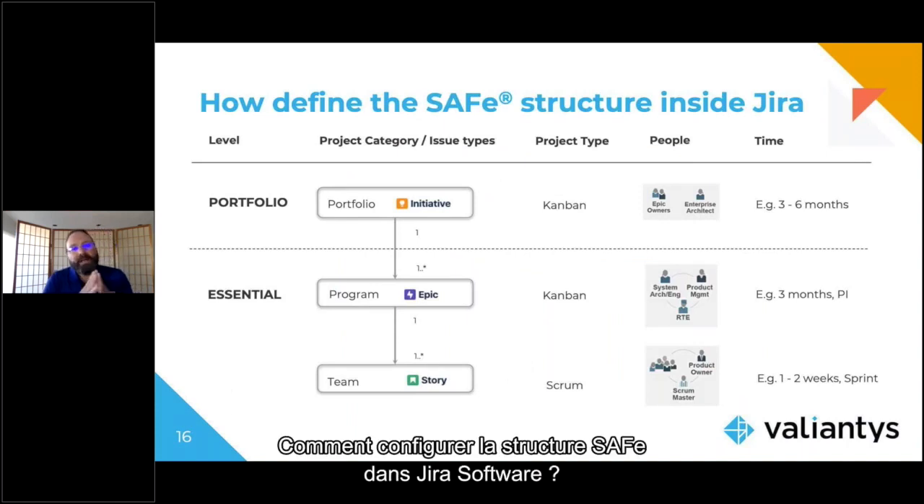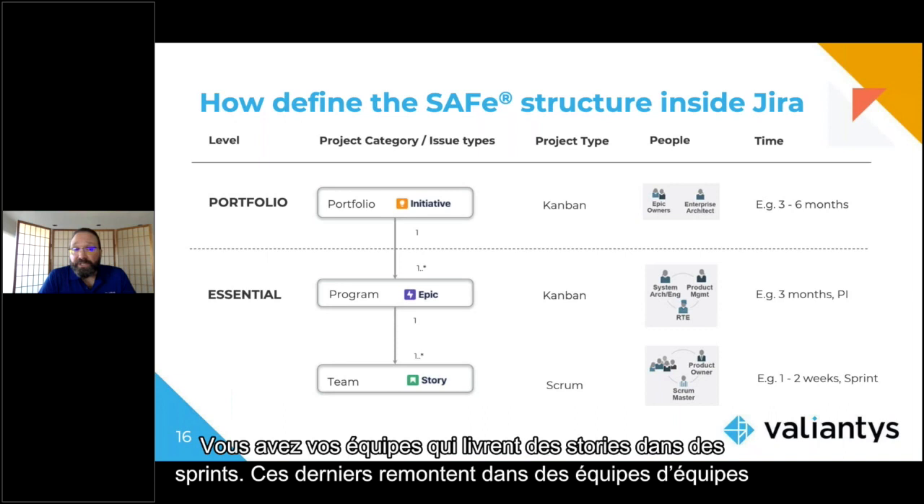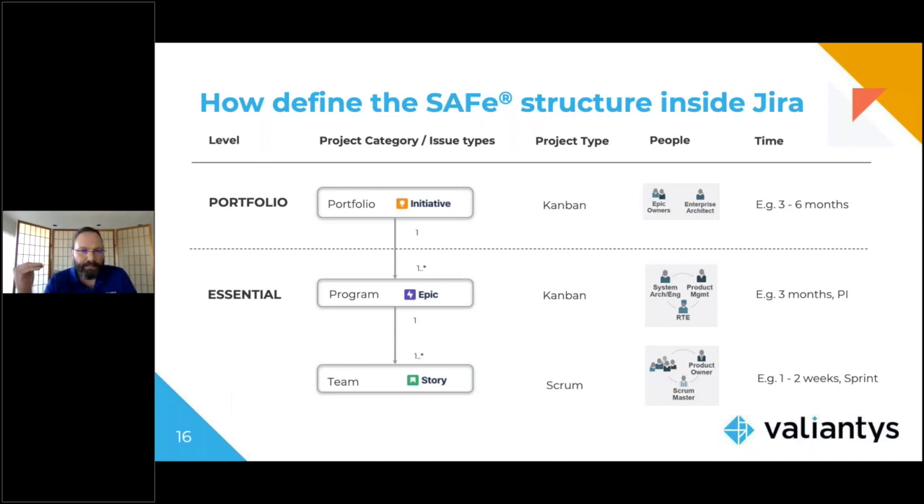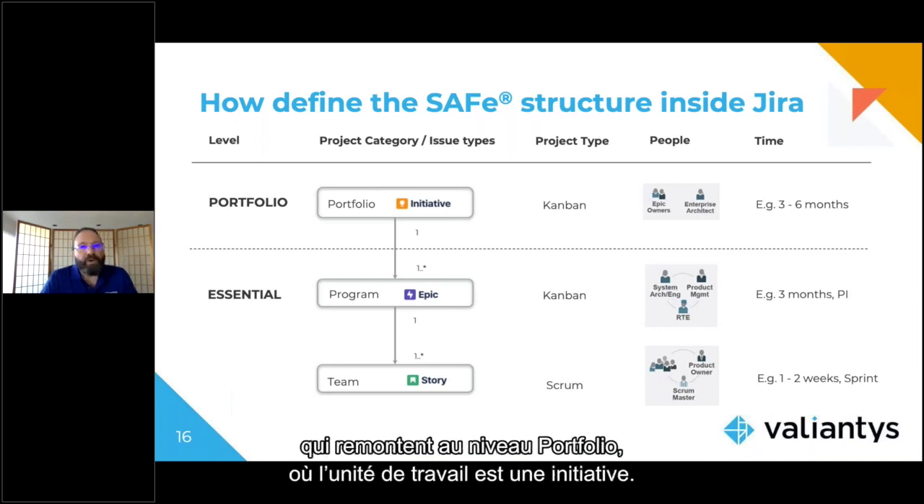So how would you set up the SAFe structure in Jira software? Well, you've got your teams delivering stories within sprints. Those roll up to teams of teams, which we call programs, and they deliver epics. At each work item level, you've got an associated time and outcome level as well. So you deliver stories in sprints, epics in typically business quarters, and then those are going to roll up to that portfolio level where the work item is an initiative.